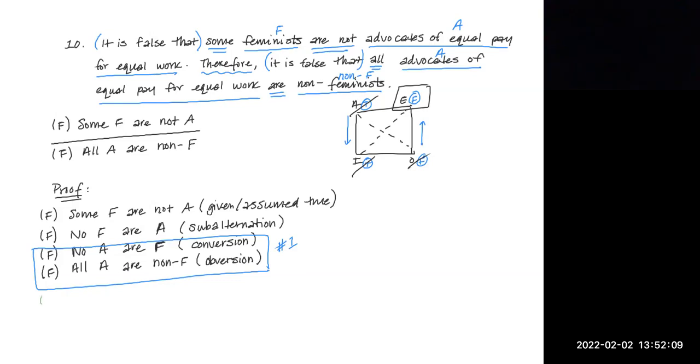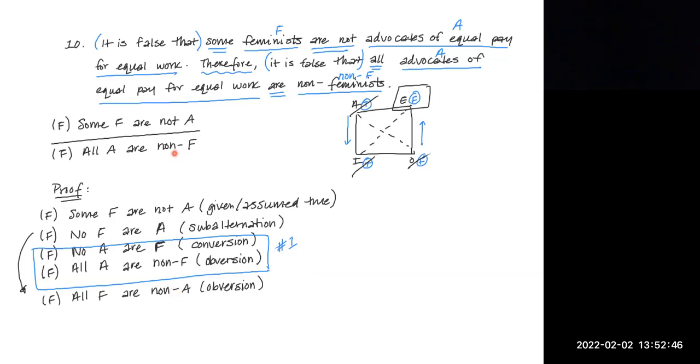So if we were to work it that way, I'll just work it in the same color ink and then I'll show you what I mean. In other words, starting from "it is false that no F are A," ignoring this conversion and obversion as the first way to do it, and continuing on here, you might want to do obversion first. That might look more obvious to you. So it becomes "all F are non-A."